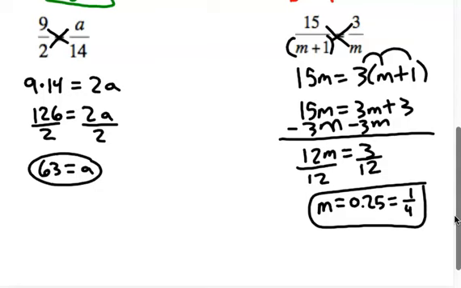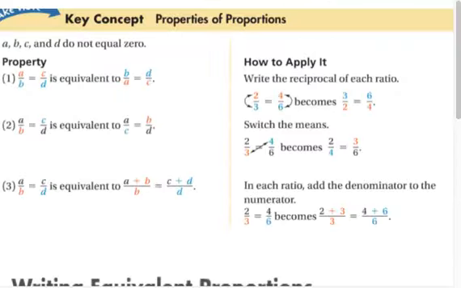Okay. All right, moving on. So what the deal with proportions is that the means multiplied always equals the extremes multiplied. So what that does is it allows us the freedom to move some stuff around if possible, and still have a proportion that's true.